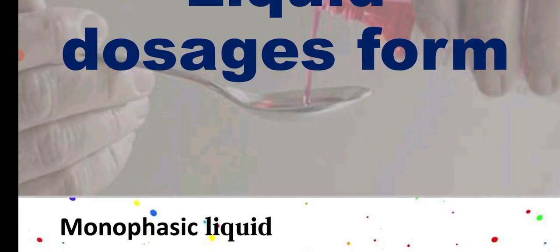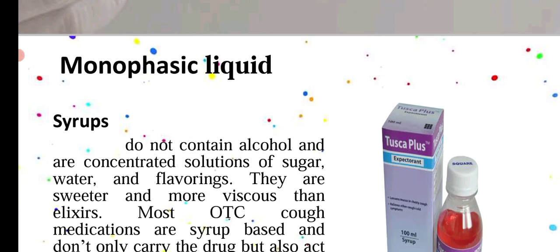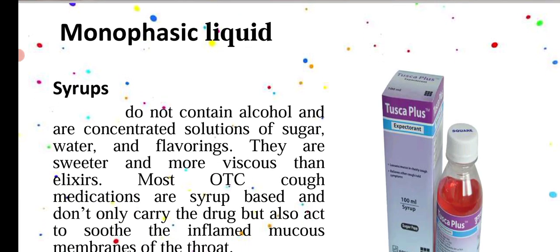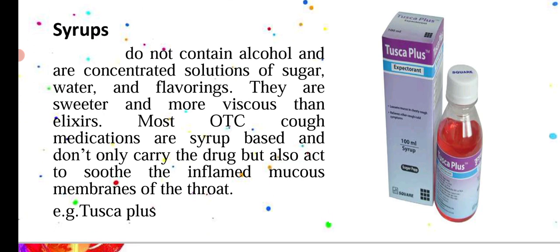Next is liquid dosage form, under which we will study only monophasic liquids, and biphasic liquids we will study in the next lecture. Under monophasic liquid, an example is syrup. Syrups do not contain alcohol and are concentrated solutions of sugar, water, and flavorings. They are sweeter and more viscous than elixir. Most over-the-counter cough medications are syrup based and not only carry the drug but also act to soothe the inflamed mucous membrane of the throat.